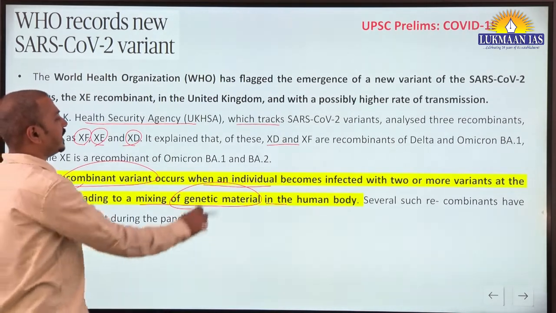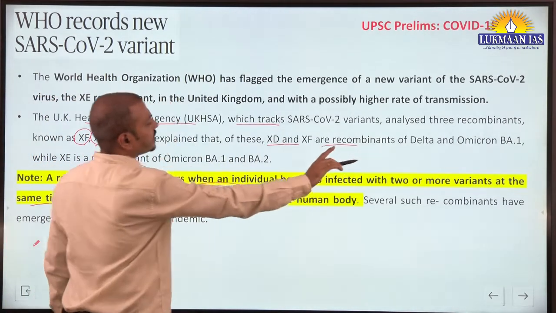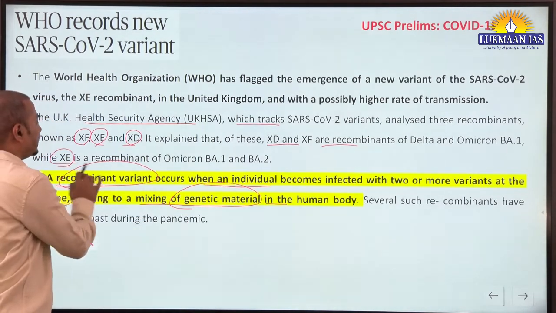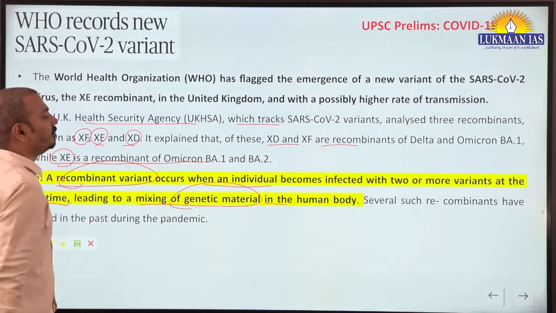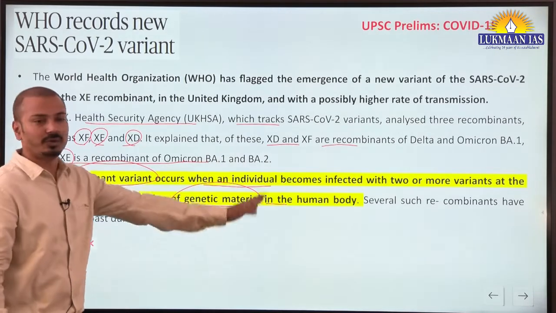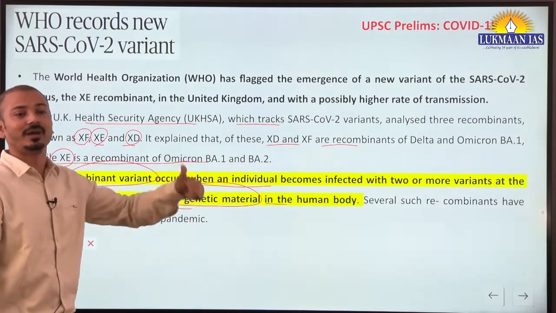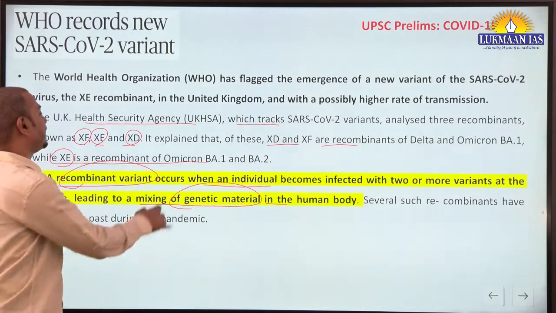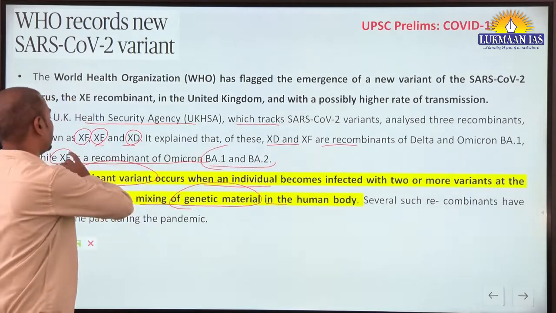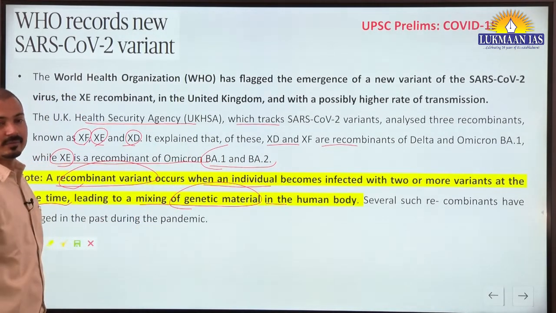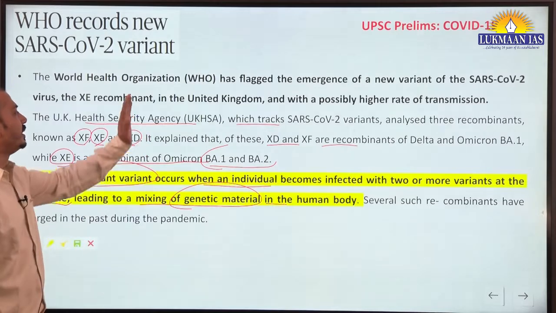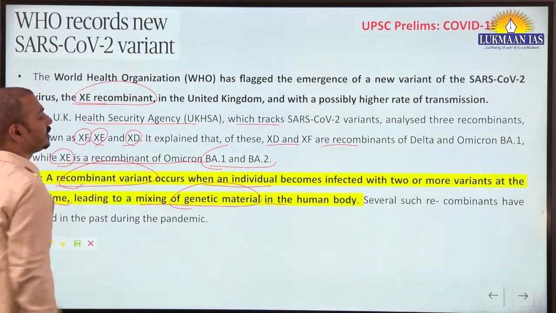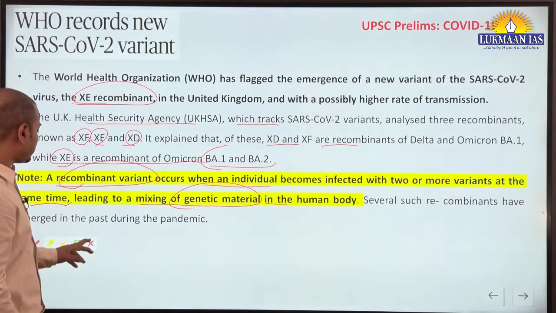XD and XF are recombinations of Delta and Omicron BA.1, and XE is the recombinant of Omicron BA.1 and BA.2. Within the Omicron variant, the new variant has been formed, and it is being said that it is 10 times faster than these two. This is the warning given by WHO. We'll see what will happen with this XE recombinant variant.